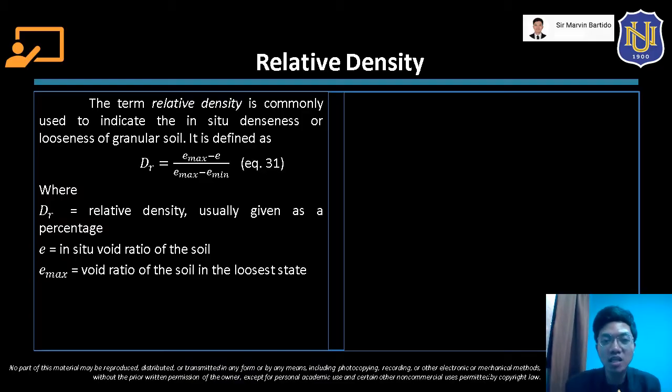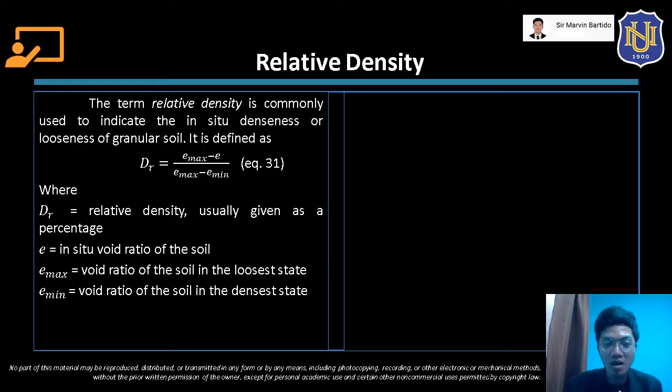Tas class yung E sub max, so this is the void ratio of the soil in the loosest state. And then yung E sub min naman, void ratio of the soil in the densest state. So class ganito, kapag yung soil natin is in its loosest state, yung void nung lupa natin, ibig sabihin class, ay mataas. Di ba? Kaya buhaghag yung lupa is because malaki yung volume nung voids natin.